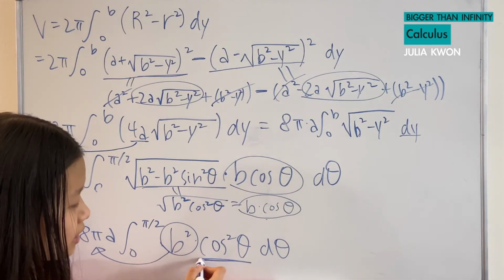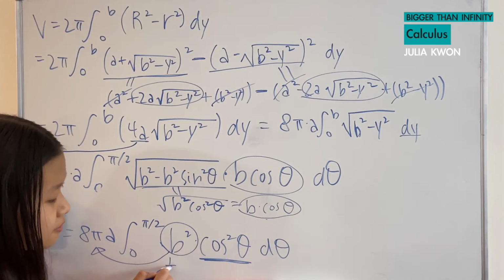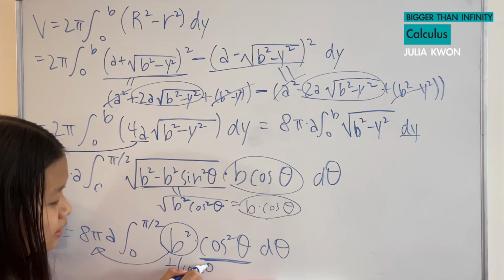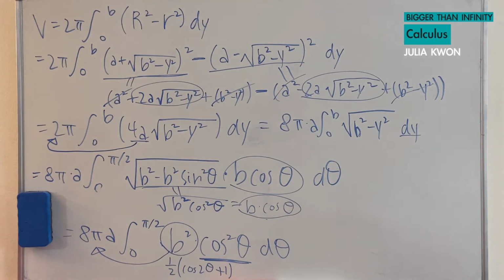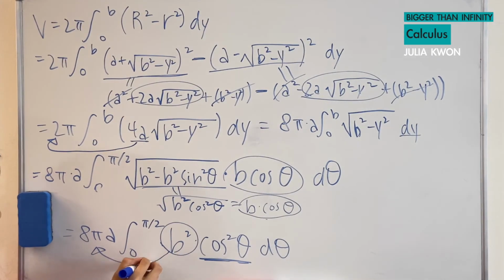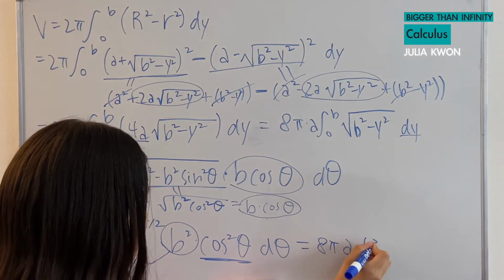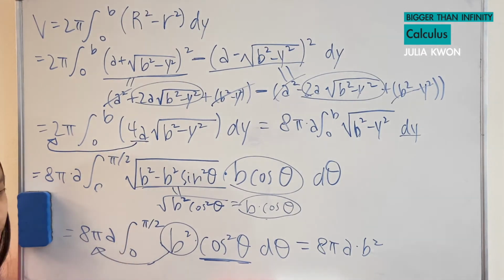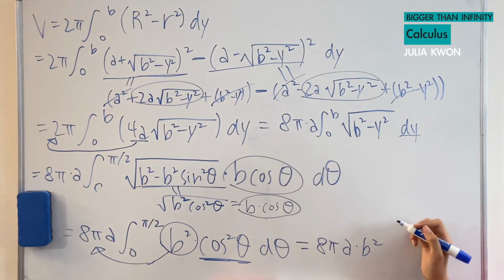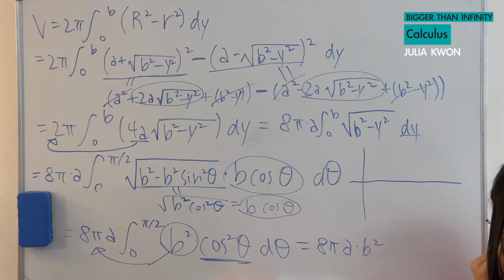And you can just use the trigonometric identity 1/2 times cosine 2 theta plus 1, since these 2 are equal to each other, and then you can take the integral. But I know an easier way, and I would like to teach you guys that. So this is equal to 8 pi times a times b squared times the integral of cosine squared theta d theta from 0 to pi divided by 2, which means that we're just going to find the area of cosine squared theta from 0 to pi divided by 2.